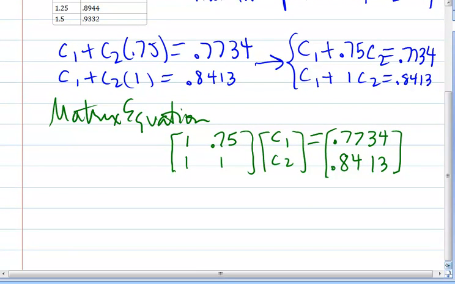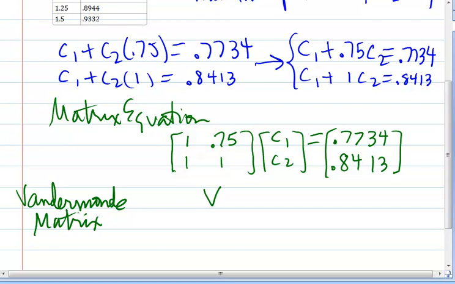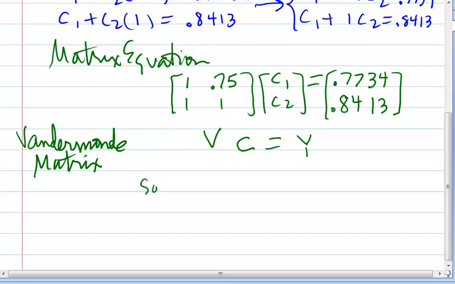I'm going to give these matrices names. This one is going to be V. That stands for the Vandermonde matrix, and we talked about that a little bit. We'll look at some properties of that in just a minute. The unknown coefficients I'm going to put in a matrix called C. And the constants over here on the right are just my y values. So I have this matrix equation right here. And the solution to that matrix equation is the inverse of V times y.